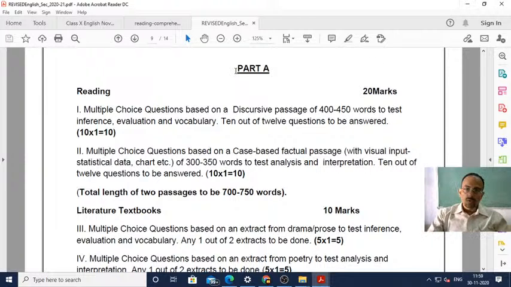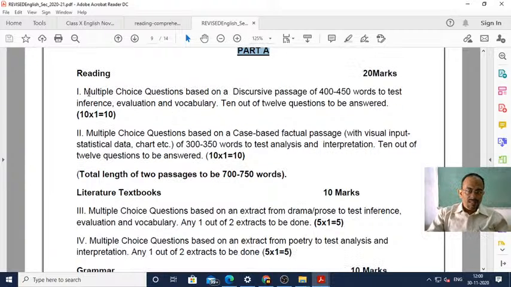So let's study here. Part 1, as I told you, is all MCQ and objective type questions. You can see here in the reading skill there will be a 10 mark section.